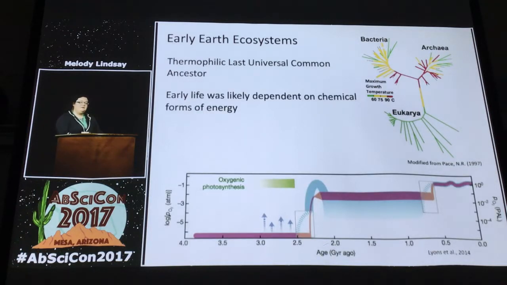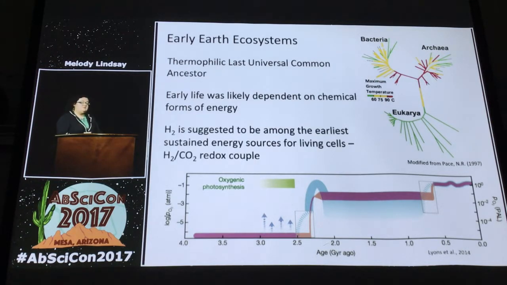And so this early life was also likely dependent on chemical forms of energy. So in this plot of hypothesized oxygen concentrations throughout Earth's history, you can see that the origin of life predates oxygenic photosynthesis by about 1 billion years. And so this early life was likely dependent on chemical forms of energy and not on energy derived from photosynthesis. And in particular, hydrogen is suggested to be among the earliest sustained energy sources for living cells, particularly invoked in the hydrogen and carbon dioxide redox couple in hydrothermal systems.